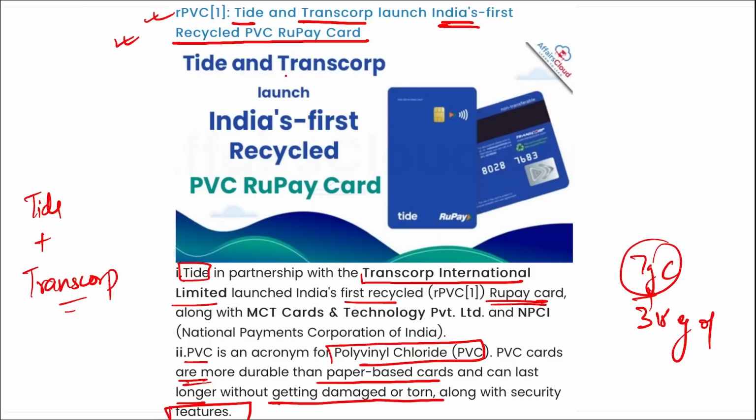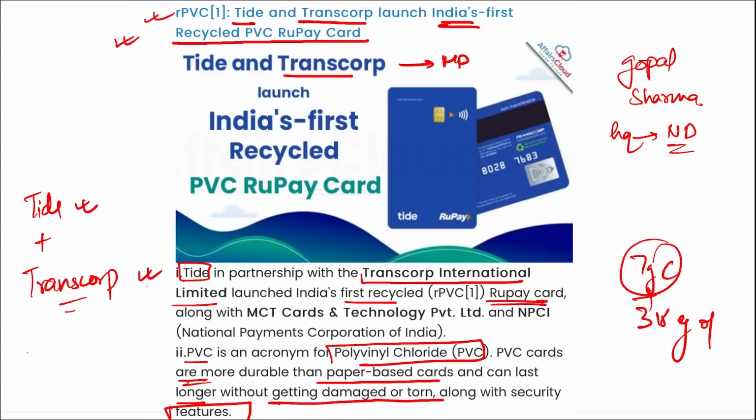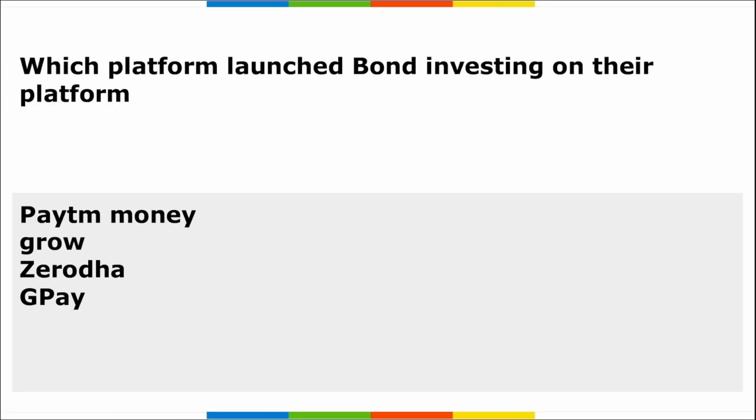Now if we talk about Transcorp, who is the managing director here? Gopal Sharma. Where is the headquarters for Transcorp? It is in New Delhi. Correct? So it was Tide and Transcorp. These two organizations came together and launched recycled PVC rupee cards. Correct? Moving on. Next question.